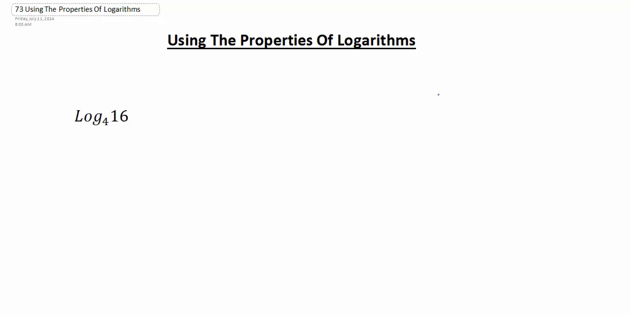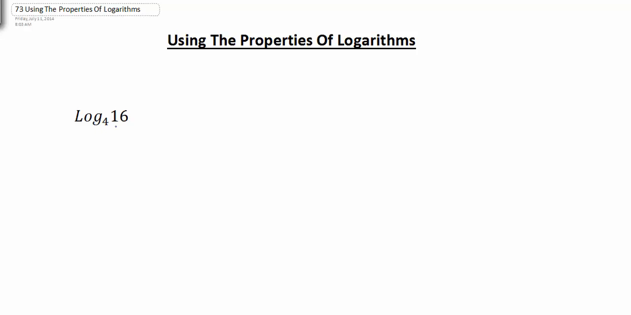This video is going to look at how we can use the properties of logarithms to simplify a logarithmic expression. And hopefully we can do this without using a calculator. We have log base 4 of 16, and we want to think of all the properties that we've learned. How can we use those to simplify this without the aid of a calculator?